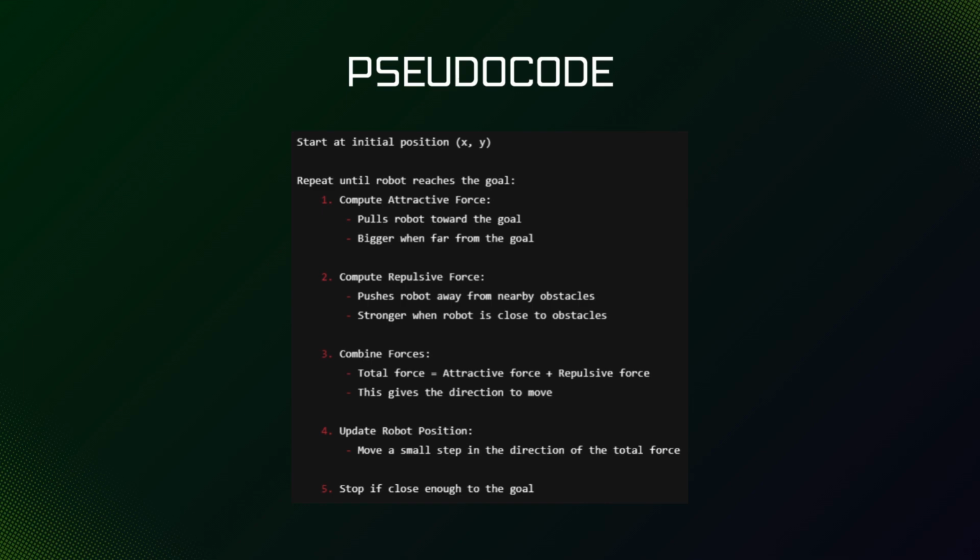Now, we calculate a force that pulls the robot towards the goal. If the robot is far, the force is strong. If it's close, the force becomes weaker to avoid overshooting.